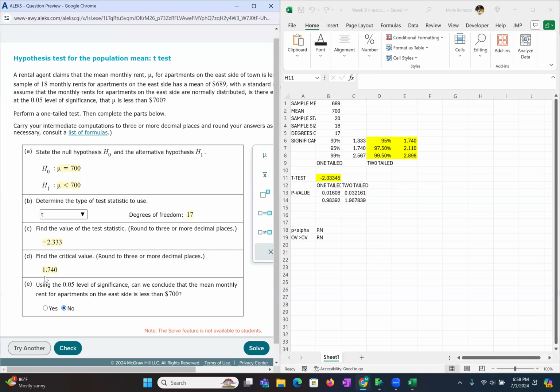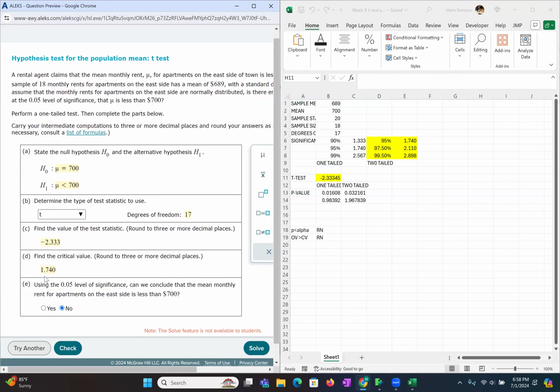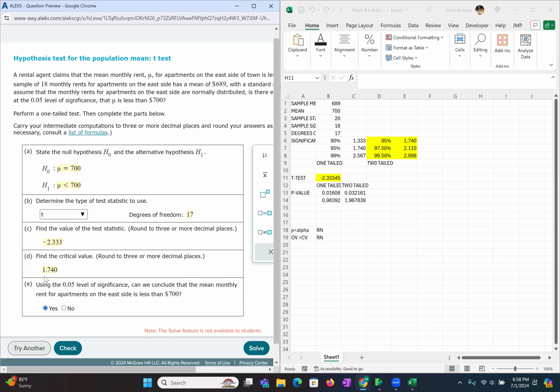Think about it. If you're rejecting, then it's a yes. You're rejecting the null. You're saying it's a yes? I'm just basing it off the variables. Yes. So I'm rejecting that mu is equal to 700. I believe that mu is less than 700.